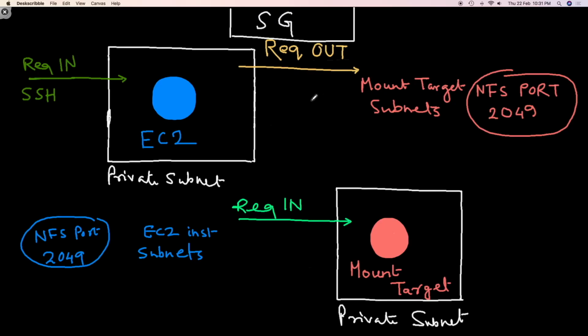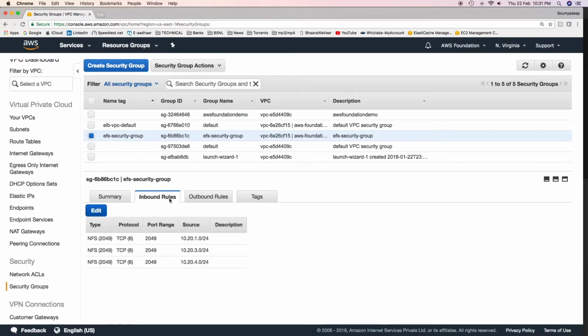For security groups, it's pretty simple because we'll just have to bother about the requests. We have requests coming in from the bastion host subnet on SSH port. We have request out from these EC2 private subnets to the mount target subnets on port 2049. And finally, we have request in from EC2 instance subnets to mount target private subnets on port number 2049. This is the security group for mount target ENIs or elastic network interfaces.